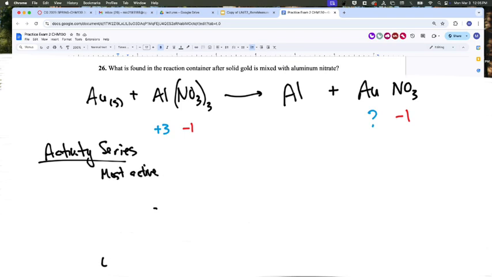Most active, least active. What things do I want to look at? Typically our activity series lists a bunch of metals. What metals do I care about? All I care about are gold and aluminum. Those are the only two things being involved in here. And when I go through and look at it, there might be a typo on that one. I honestly don't know. I do try and check. We see that gold is close to the least active, and we see aluminum somewhere higher.